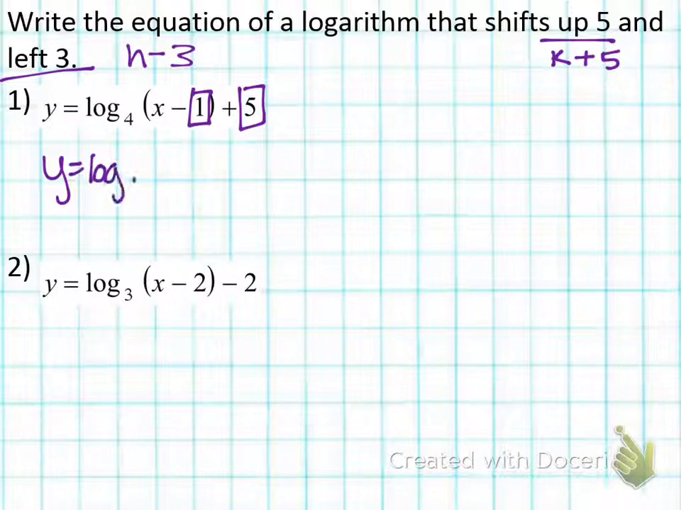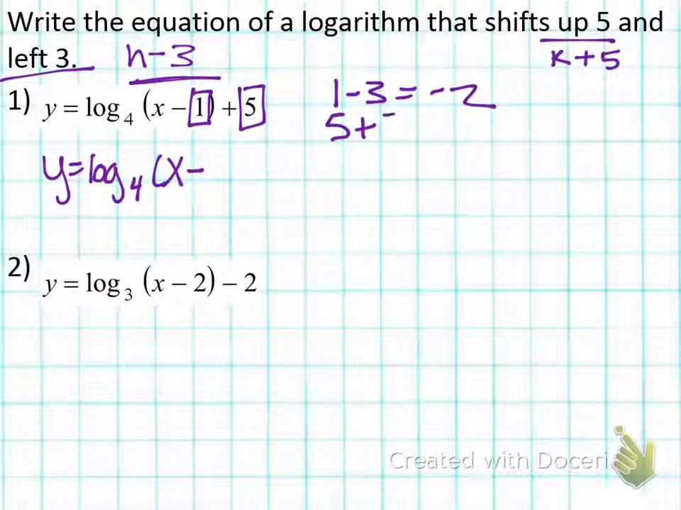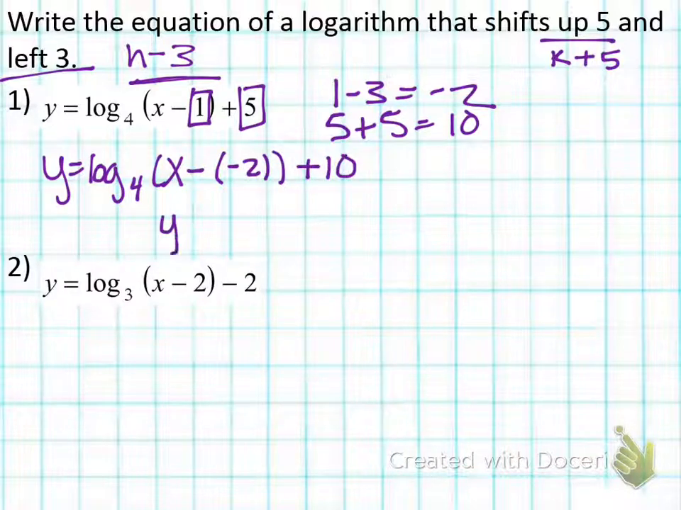This is y equals log base 4 of x minus some number. So let's see, for that number, my original h was 1. I want to subtract 3 in order to shift the graph to the left. So my new h, if I do 1 minus 3, I get -2. So my new h is -2, and then shifting up 5 means I'm going to take k, which is 5, and add 5, which makes it 10. Okay, so that gives me x minus a -2 plus 10. I can rewrite this then, since I have minus a negative, as y equals log base 4 of x plus 2 plus 10.